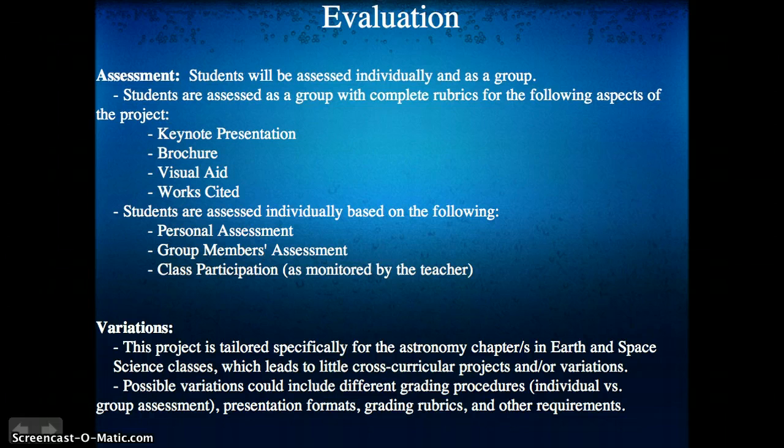Students are assessed as an individual and as a group. For the group, they have a keynote presentation, a brochure, a visual aid, and a works cited that have all students' names on them. Students are also assessed individually by a personal assessment of themselves and their group members, included with their group members' assessment, and class participation as seen by the teacher. This project is tailored specifically for the astronomy chapter, so there are very few variations. The main variations could include different grading procedures and so on.